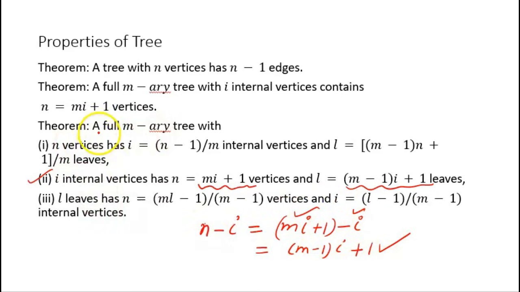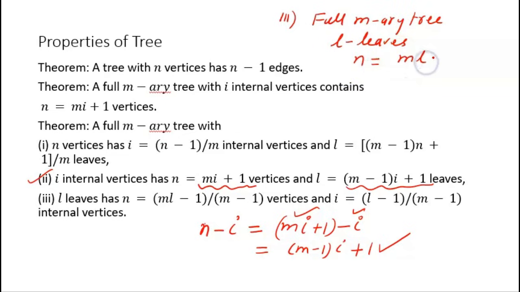And the third part is that a full m-ary tree with L leaves and n vertices, then the internal vertices will be I is equal to this. So if you look at the third part of the statement, they are saying that we have a full m-ary tree, and it has total L leaves, and total number of vertices n is equal to (m into L minus 1) by (m minus 1). So these many total number of vertices are there.